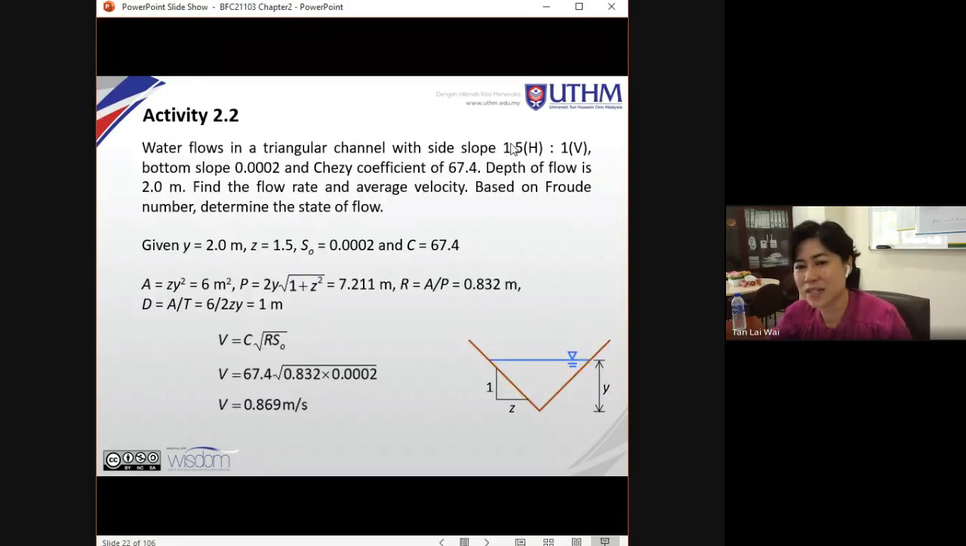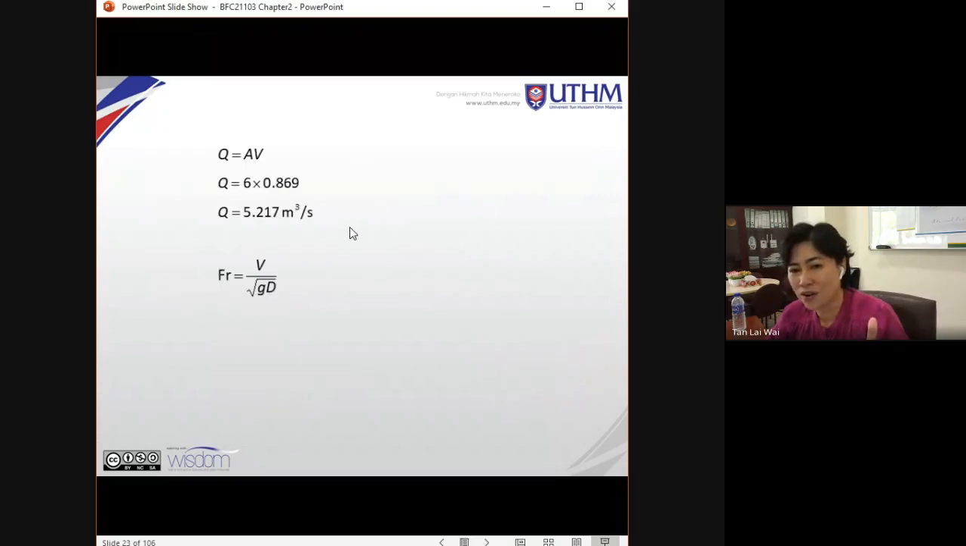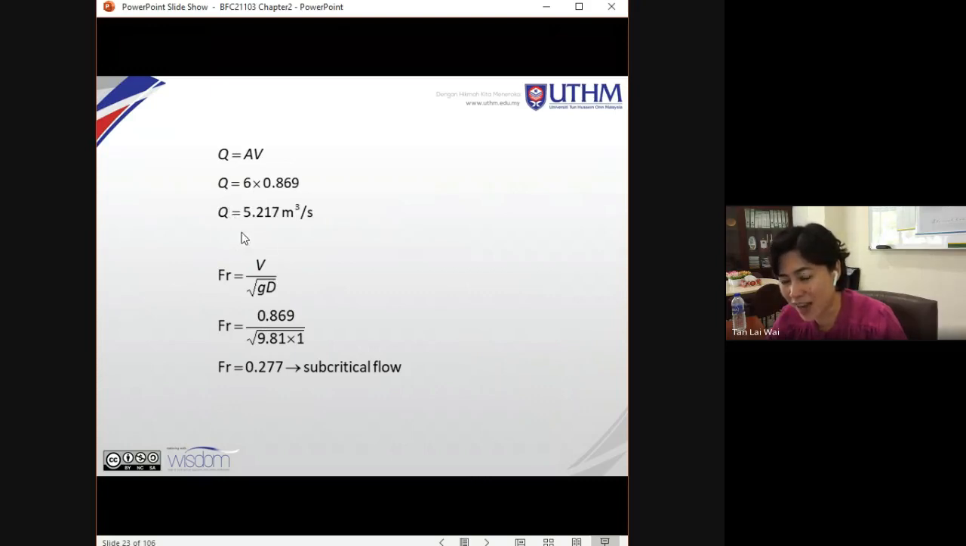Now, based on Froude number, determine the state of flow. You know the formula of Froude number is velocity V divided by square root of gD. Now this is a different D, I hope you understand. For circular shape, D is the diameter, but in this case, D is the hydraulic depth, which is A over T. So you can get your Froude number. It is less than 1. What does it mean? That means the velocity of your flow is less than the gravitational velocity, the velocity due to gravitational force. Therefore, it is subcritical flow.